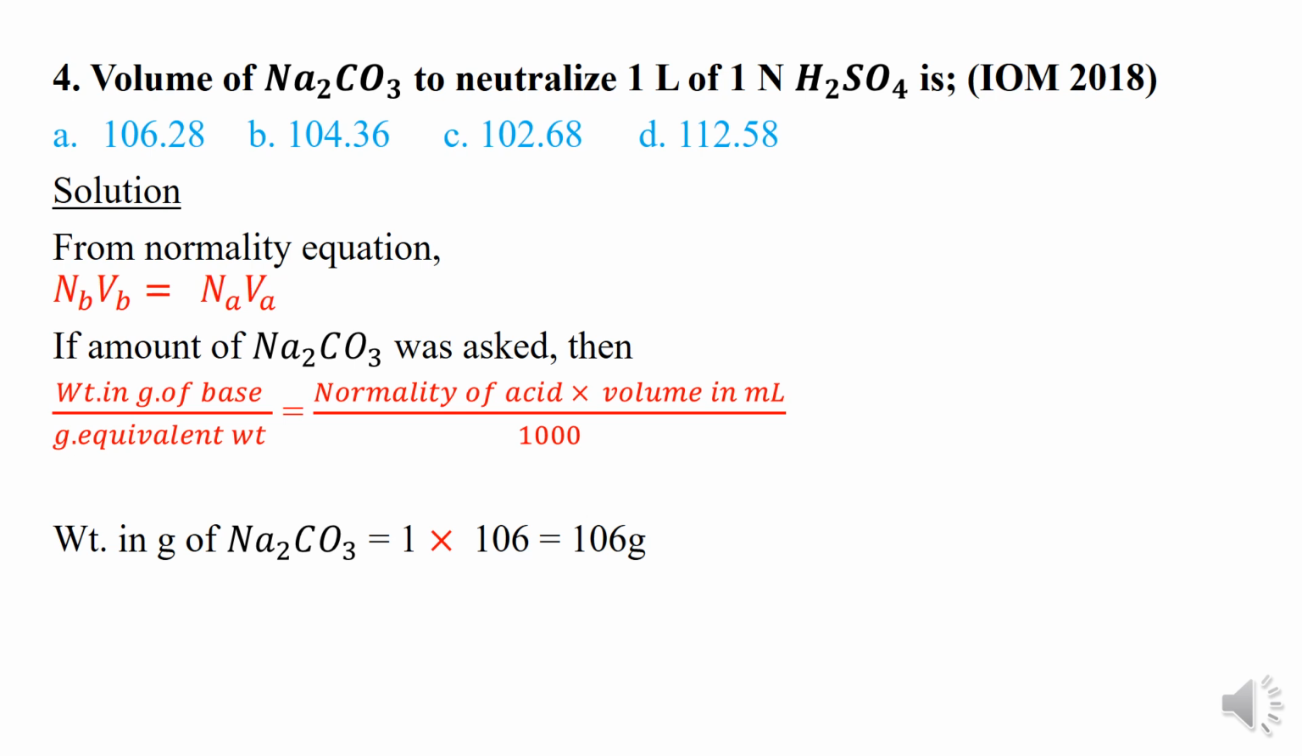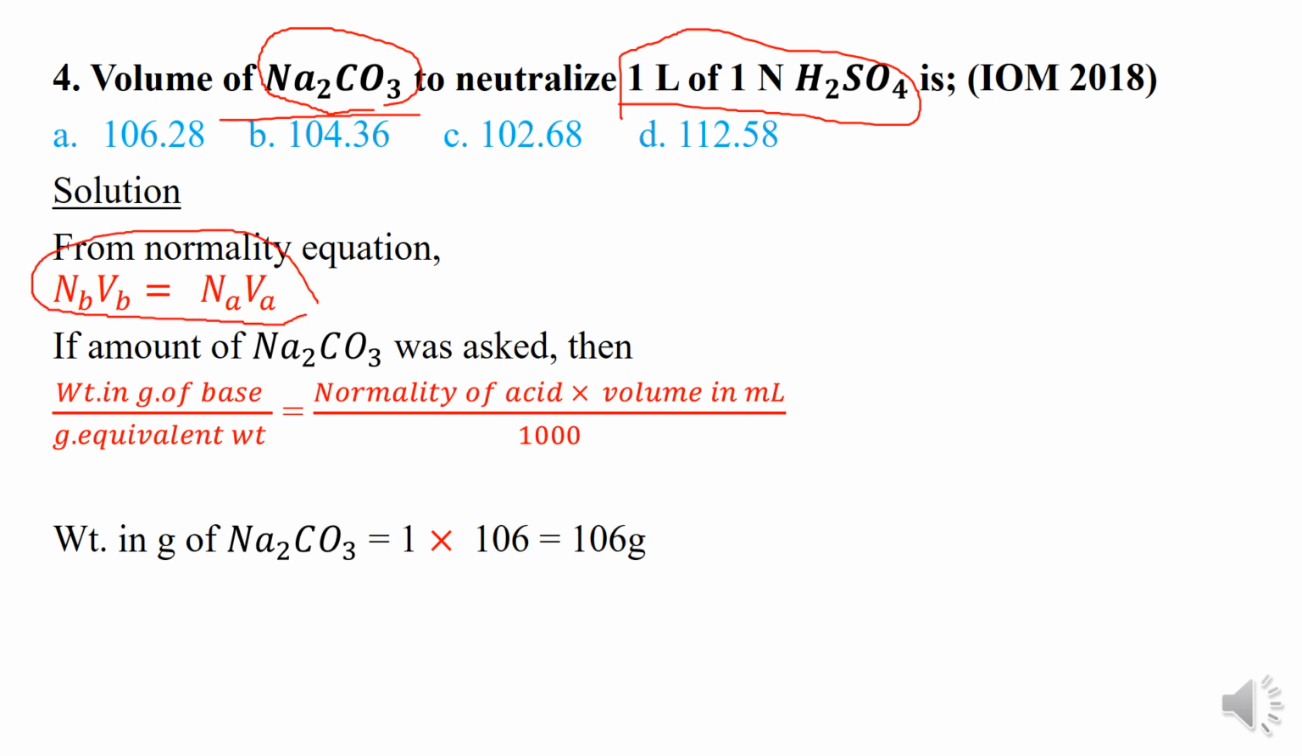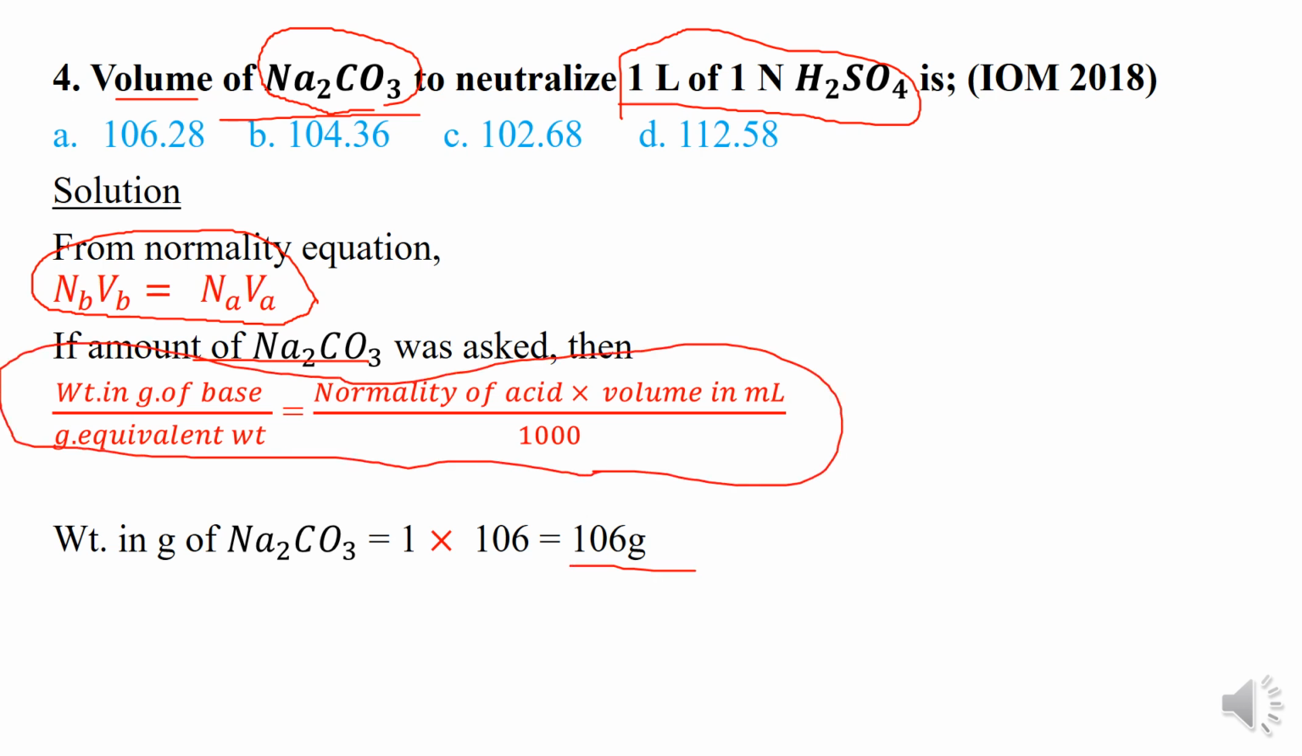Next question. Right? Volume of sodium carbonate to neutralize 1 liter of 1 normal H2SO4. I think this question is incomplete, because the question asked about the volume of sodium carbonate, right? And the strength is not given. Then how to calculate this, right? So if strength is given, then normality equation is useful for the calculation of volume of sodium carbonate. However, there is no strength. So if the question is asked about the amount of sodium carbonate, then we have to solve that question on the basis of these questions. Then answer will be 106 gram. However, this question is incomplete, I think.